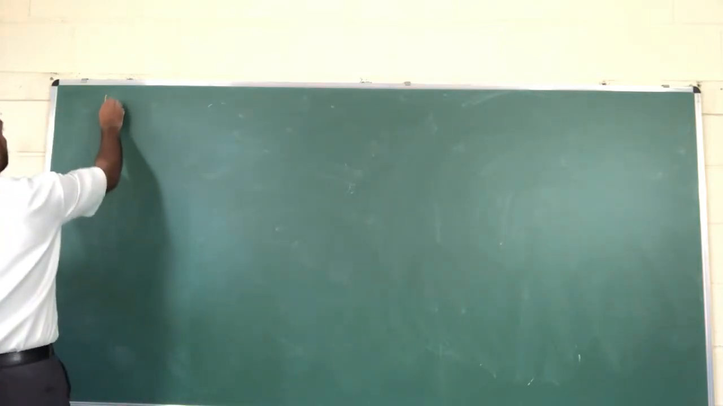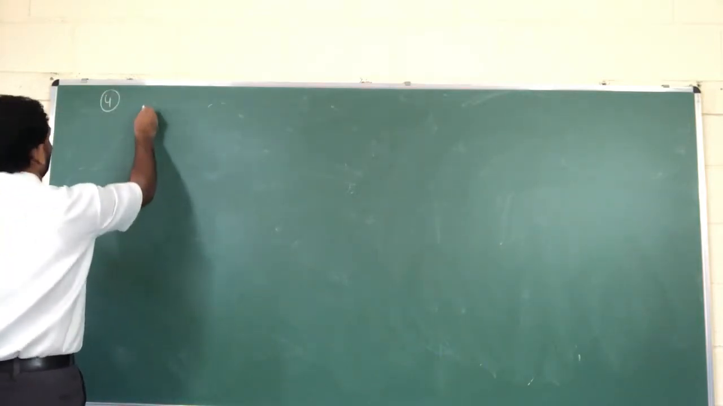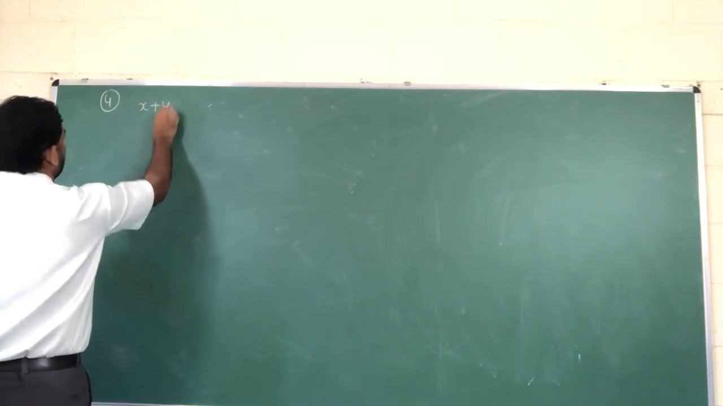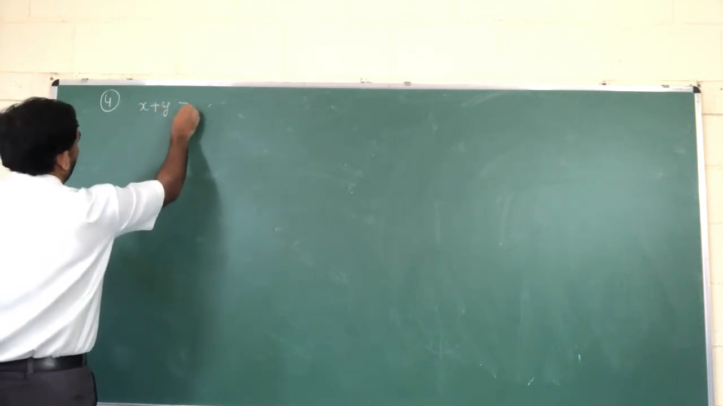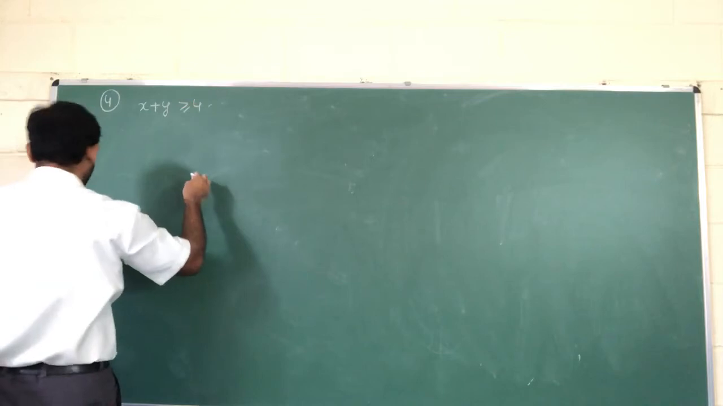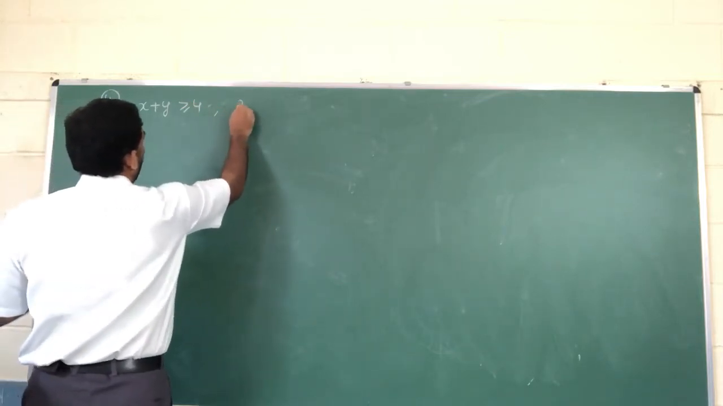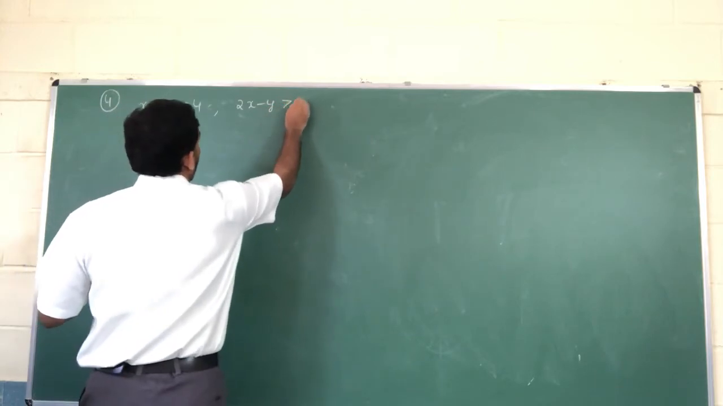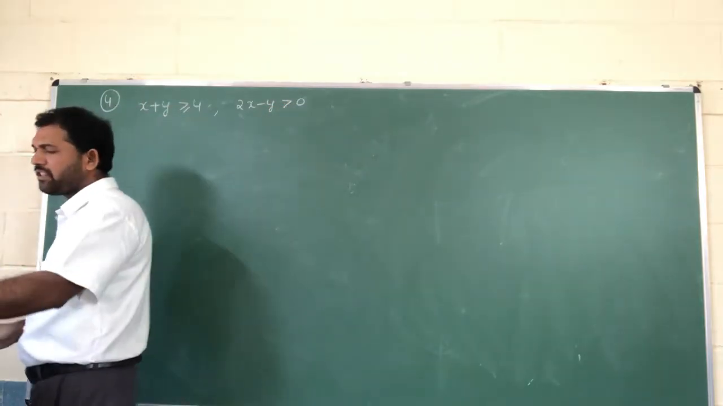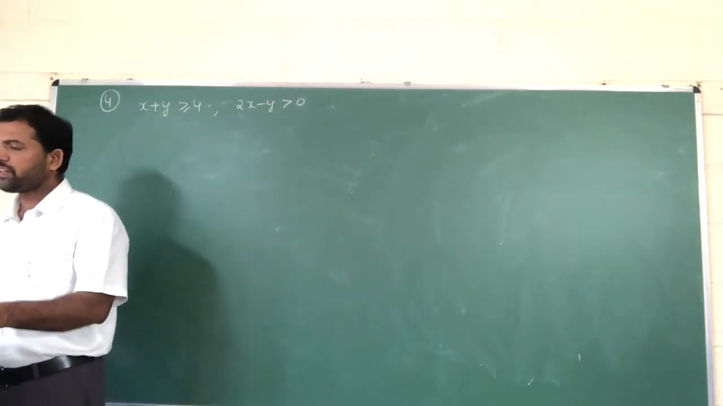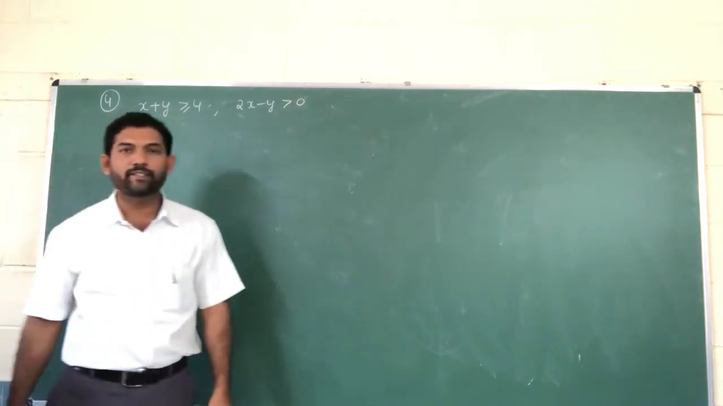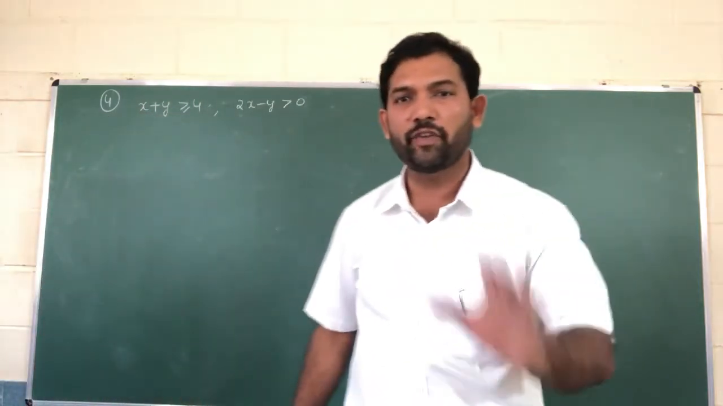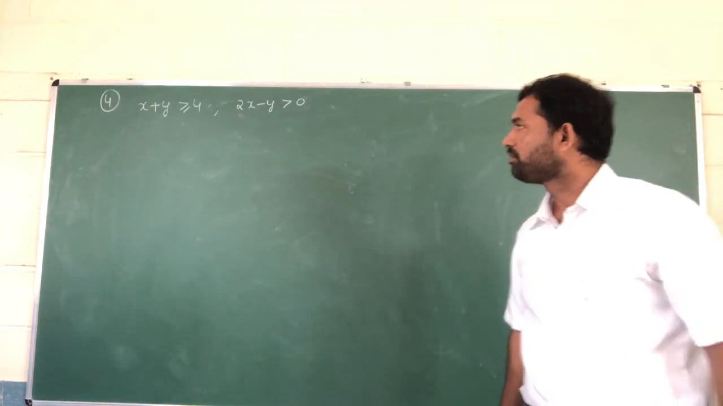Fourth one: x plus y greater than or equal to 4, comma, 2x minus y greater than 0. A very interesting problem. Listen. 2x minus y greater than 0. Very interesting. Listen.